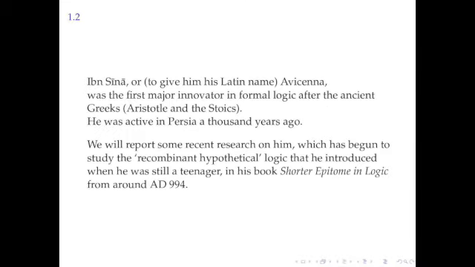In this talk, I'm going to report some recent research on Avicenna's logic, which has begun to study his earlier writings, including his teenage book, Shorter Epitome in Logic, from around AD 994, a bit over 1,000 years ago. In this book, he introduces a new logic, which he calls recombinant hypothetical syllogisms. For lack of time, I won't explain here what he means by recombinant and hypothetical.